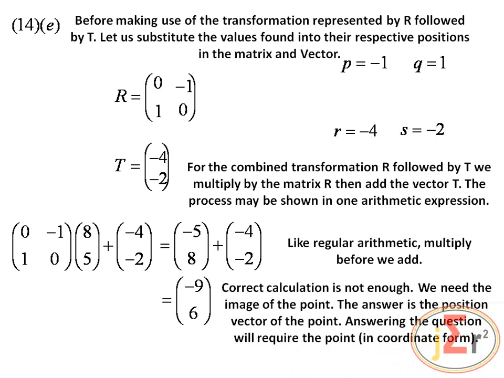Correct calculation is not enough. We need the image of the point. The answer is the position vector of the point. That is what we have right here. The position vector of the image, and not the coordinates of the point. The answer to the question will require the point in coordinate form.